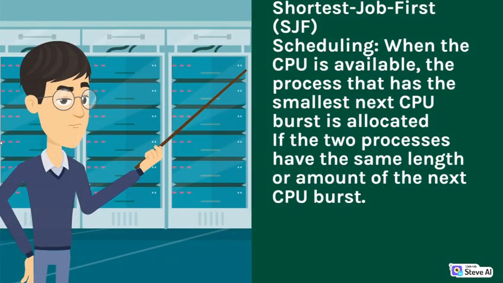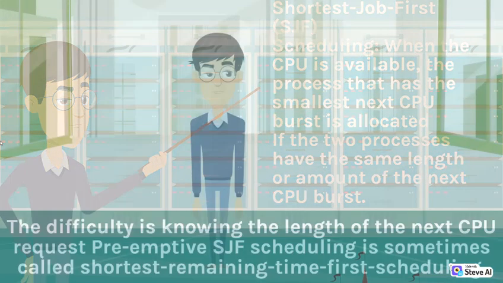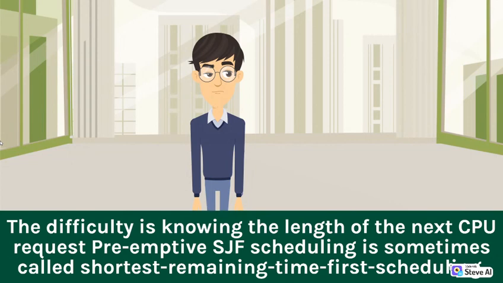Shortest job first, SJF, scheduling. When the CPU is available, the process that has the smallest next CPU burst is allocated. If the two processes have the same length of the next CPU burst, FCFS scheduling is used. The difficulty is knowing the length of the next CPU request. Preemptive SJF scheduling is sometimes called shortest remaining time first scheduling.